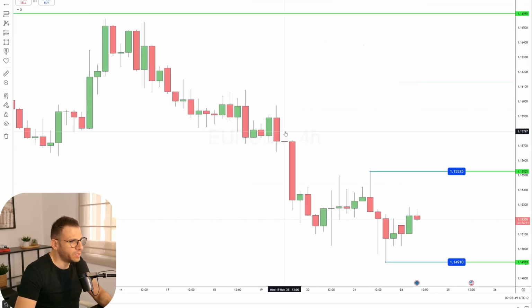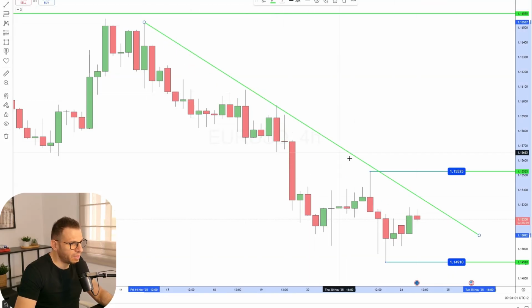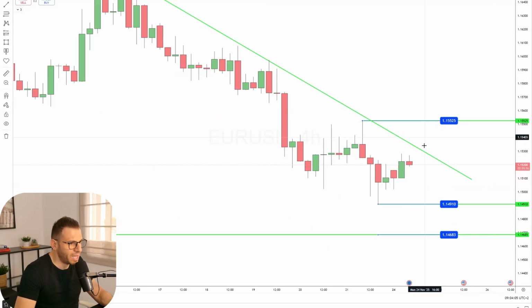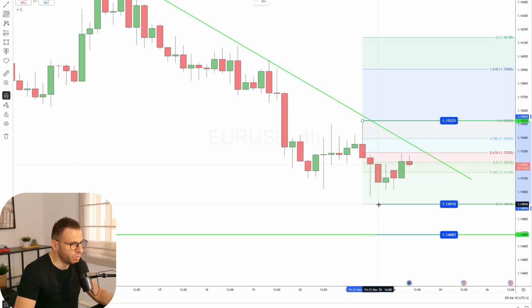Back to the 4-hour time frame, if we draw a trend line connecting this swing high to that swing high there, we see that the market keeps forming lower lows and lower highs. That means the momentum is down. If we draw Fibonacci from the last swing high to the recent swing low, the price is now around 61.8 and 50% in that key area.